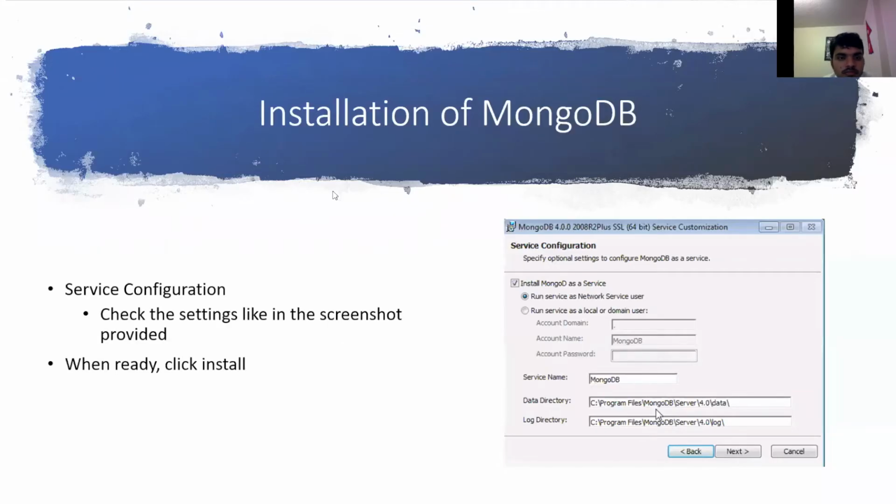Then service configuration. So you'd see something like this when you're trying to install. Make sure that the run service as network service user is checked, and make sure that your directories are correct. And you'd need two directories. The first directory is for data, and the second directory is for logs.